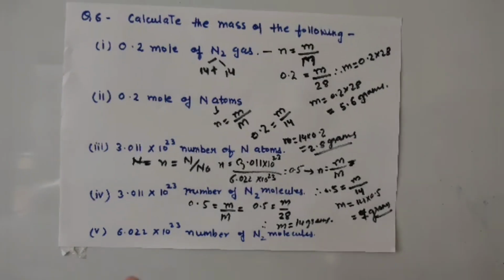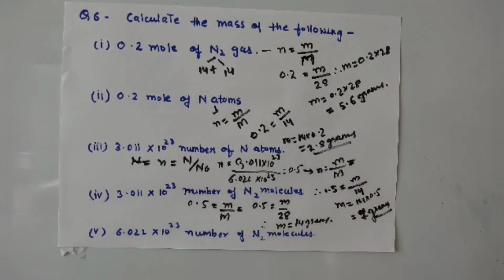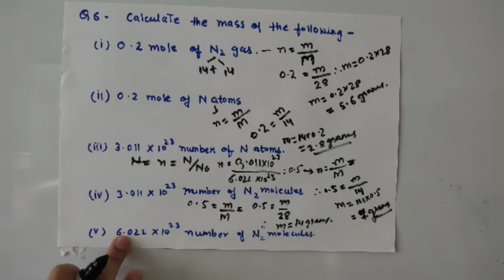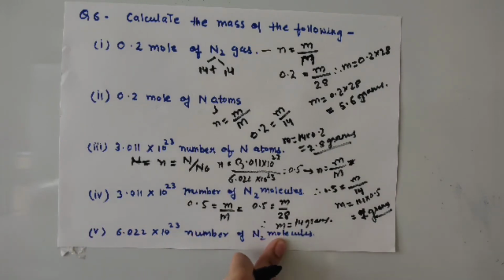So I think our question is complete now. Only one section is left, which is the fifth section. And what is the question? Here the question is 6.022 into 10 to the power 23 number of N2. We have to calculate the mass of this number of N2 molecules. And we know that this number is the Avogadro number, and we also know that this collection of this number makes 1 mole.